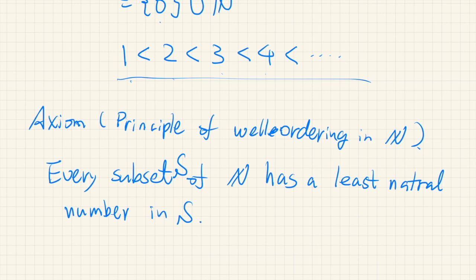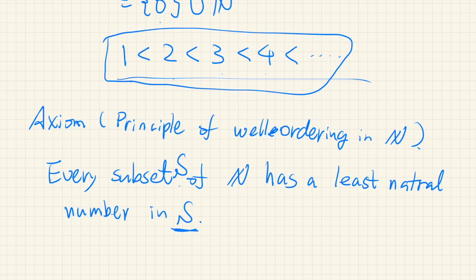So if S is a subset of the set of natural numbers, then there is a least natural number in that set S. Okay, so of course, the set of natural numbers itself is a subset of the set of natural numbers. In that case, the least element is 1, naturally.